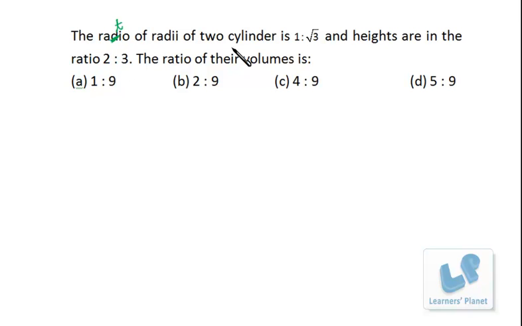The ratio of radii of two cylinders is this, and the heights are in the ratio 2:3. The ratio of their volume is. Okay, what is the volume of a cylinder? That is pi r square h. So it's pi r1 square h1 upon pi r2 square h2, since h1 and h2 are also different.